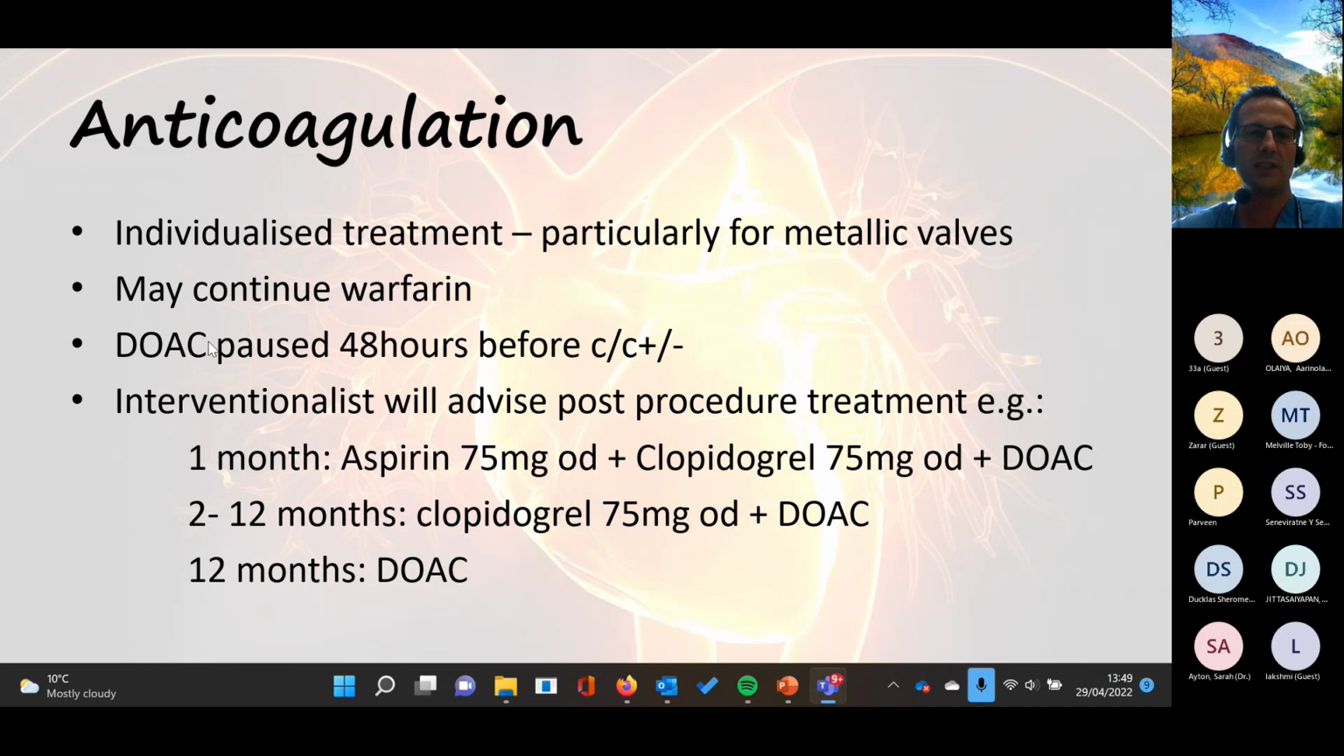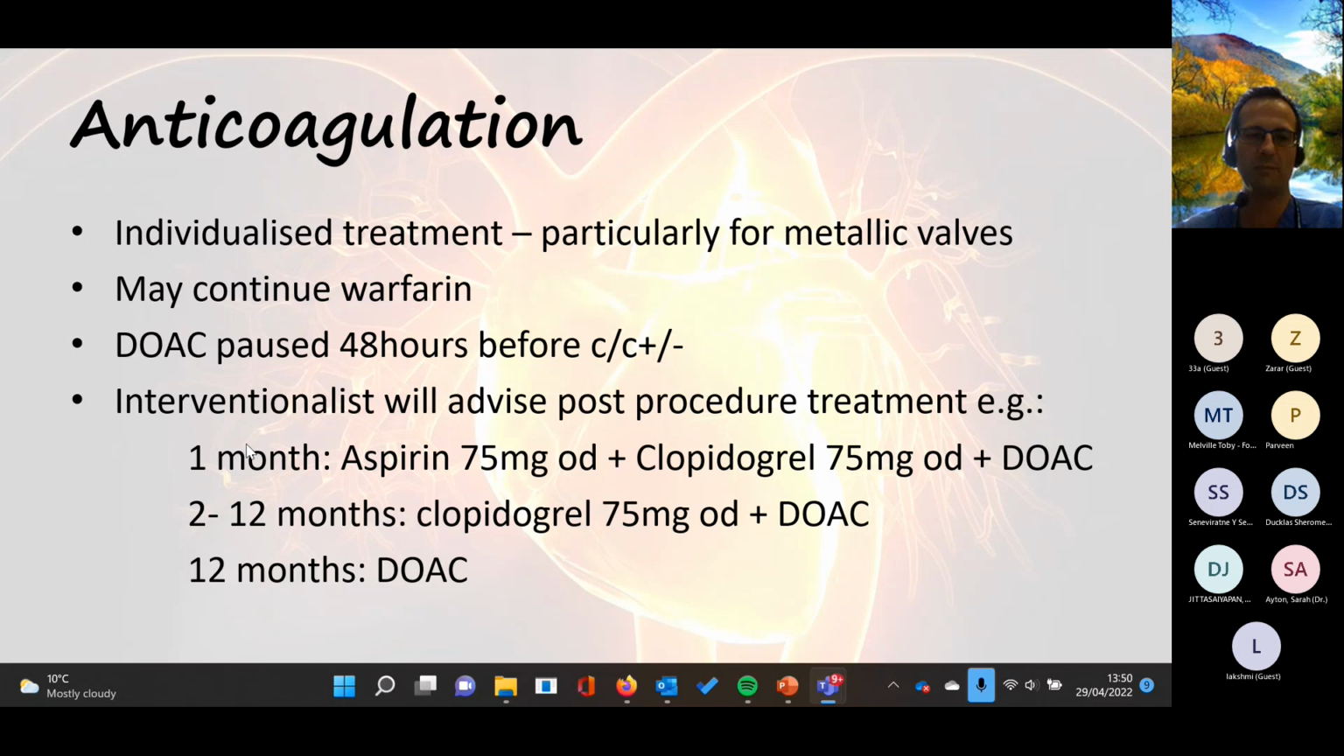If patients are on a DOAC, that may be paused, it may be continued. It will depend upon the doctor doing the procedure. So it's worth flagging that up to the cath lab to see what they want to do. And following the cath, the person doing the procedure should give the advice about what you need to do. Commonly, it will be 1 month of triple therapy, then the following rest of that year, clopidogrel and the anticoagulation, and then after that, just the anticoagulation. But it will depend upon what the interventionist says.